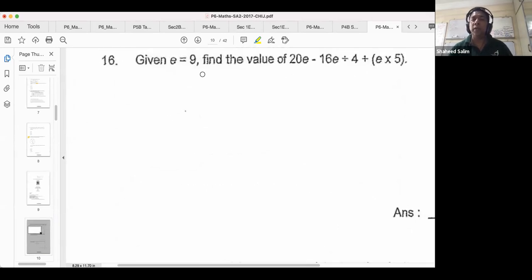Okay, they want you, e is 9. 20e minus 16e divided by 4, plus, this is a plus, then plus bracket e times 5. Can you try, please?